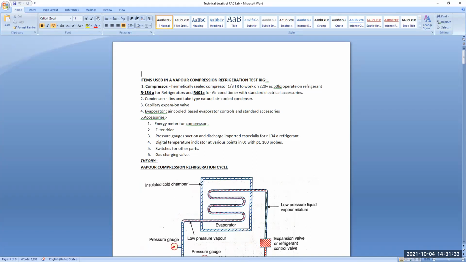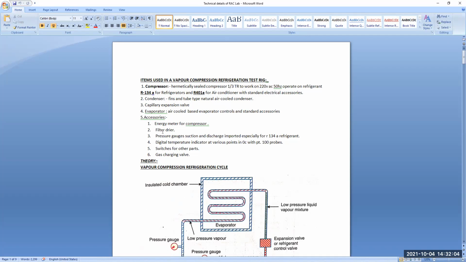It is a fin and tube type, natural air cooled condenser, and a capillary expansion valve. The capillary expansion valve is used for expansion of the refrigerant, and then the evaporator. It is an air cooled evaporator, with controls and standard accessories itself.